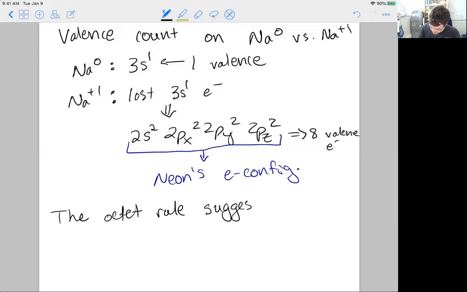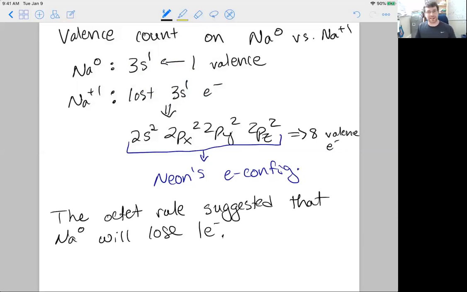It suggested that Na0 will lose 1 electron. That's what the octet rule has done. It allows us to see how, when we mix these elements together, they sit in the neutral state in a highly reactive condition, and that's certainly true for sodium. Sodium is kind of walking around ready to give up that electron.